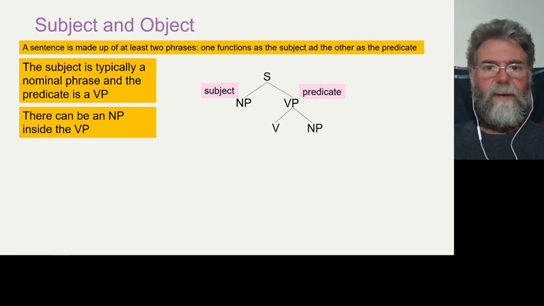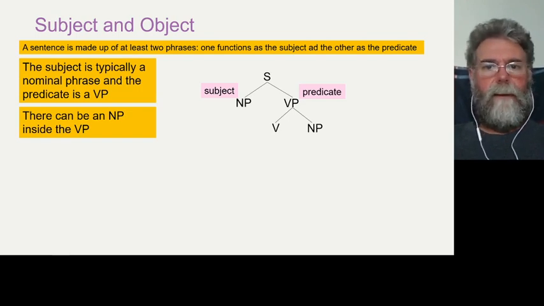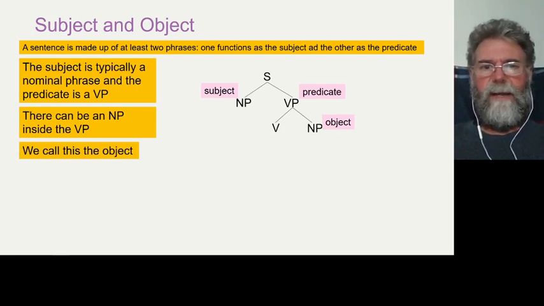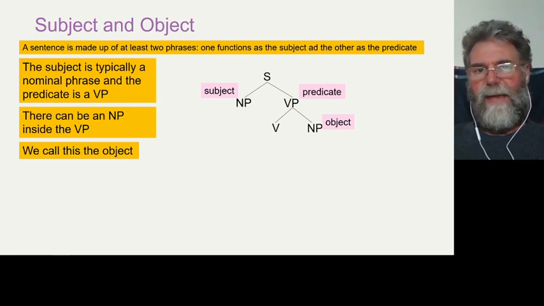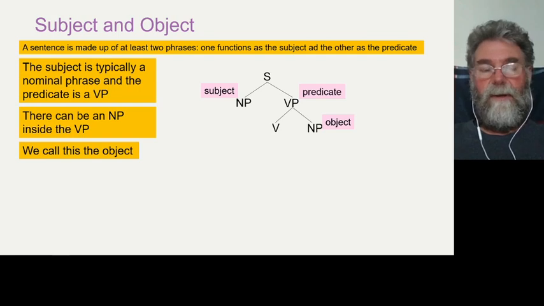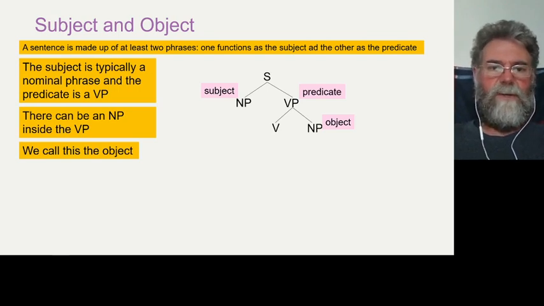Now, we know that the verb phrase and the subject nominal phrase can be more complicated, and in fact one thing that you can get inside a verb phrase is another nominal phrase. Now, we distinguish that nominal phrase from the one that comes up directly underneath the sentence by calling it something else. We call this the object. So basically, a subject is a nominal phrase which comes directly inside the sentence. It's the first element in the sentence, whereas the object is the nominal phrase inside the verb phrase and which follows the verb.